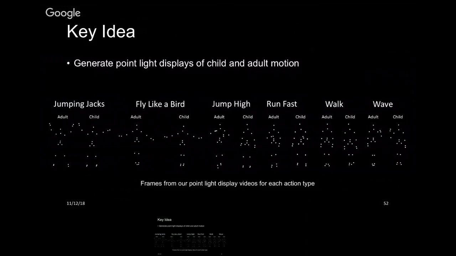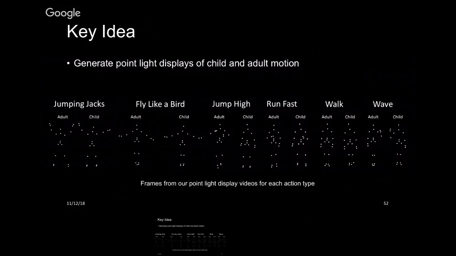Point light displays have a long history of being used in kinesiology and human performance, starting with Johansson's studies in the 1970s, where he showed that if you were to show people this point light display, the moment it starts moving, so the moment this picture turns into a video, people are able to identify the action, they're able to identify the identity. There's work to show that people can identify if the actor is male or female. They can identify if it is themselves or a friend or a stranger, right? So this is really a very well studied paradigm to understand human motion.